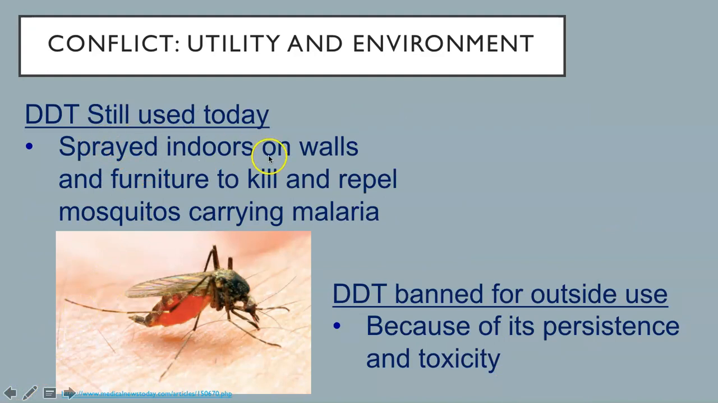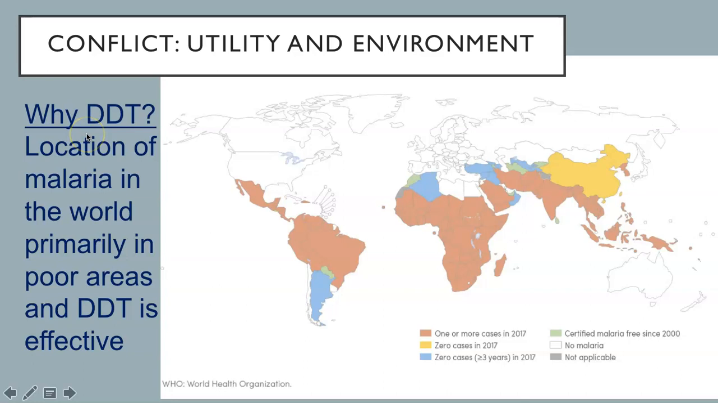However, DDT is still used today. It is sprayed indoors on walls and furniture to kill and repel mosquitoes carrying malaria. It does remain banned for outside use because of its persistence and toxicity. Why do we still continue to use DDT? Well, malaria kills 2.7 million people a year, mostly children under the age of 5. And you'll note that malaria is located in the world primarily in poor areas, and DDT is effective there in combating malaria. Therefore, it continues to be used for public health reasons in malarial control.